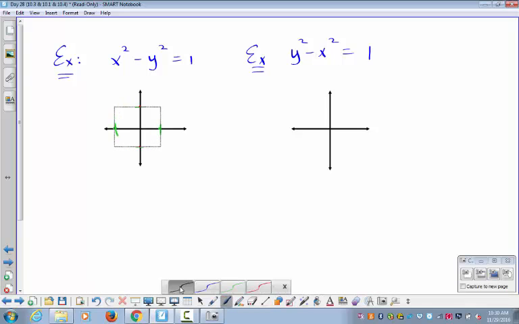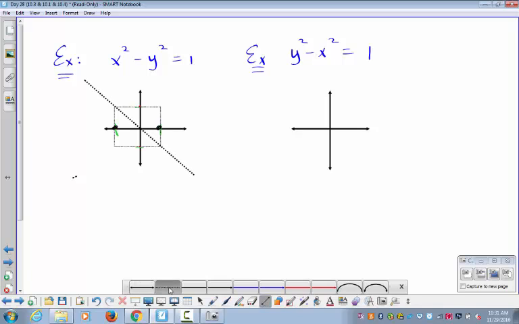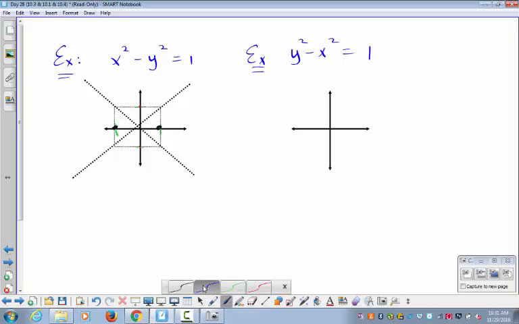But these points here are on the graph. It has x-intercepts. It does not have y-intercepts. Those y values that we pick there are just to build that fundamental rectangle, which is a guide. And that fundamental rectangle is then used to complete the graph by putting in asymptotes. And then the graph of this hyperbola has to go through the x-intercepts, and it would look something like that.